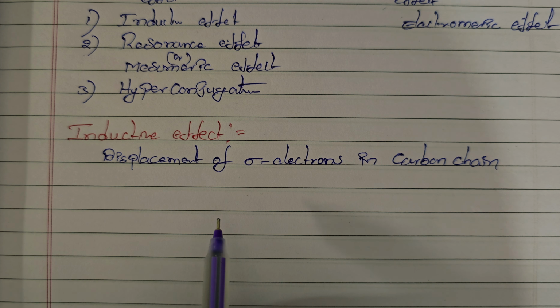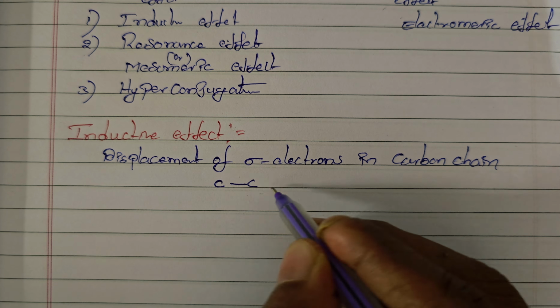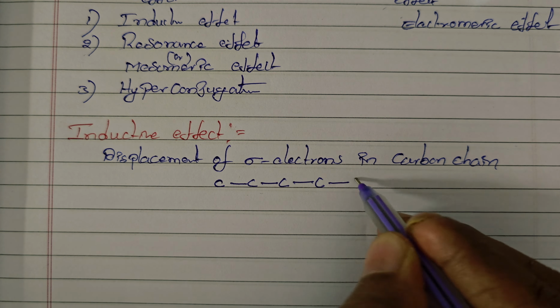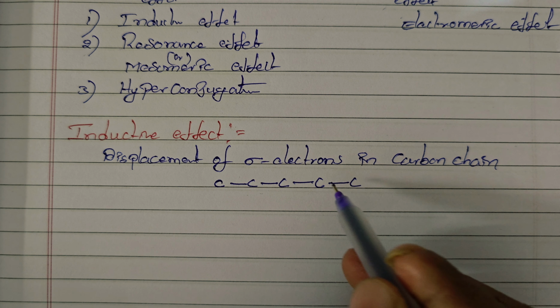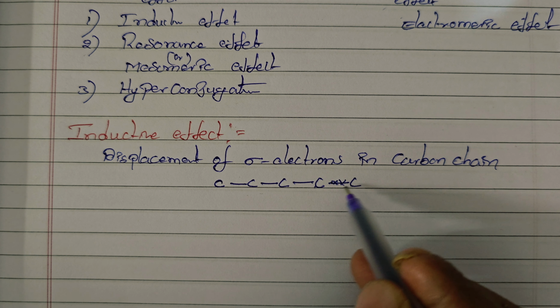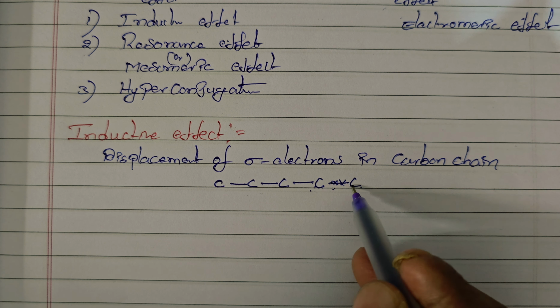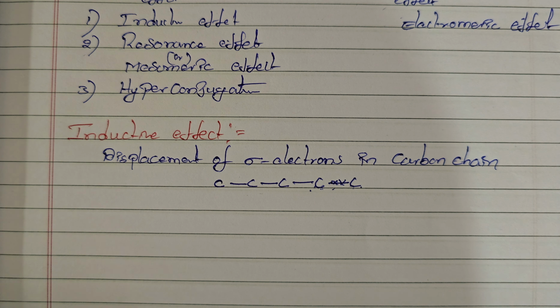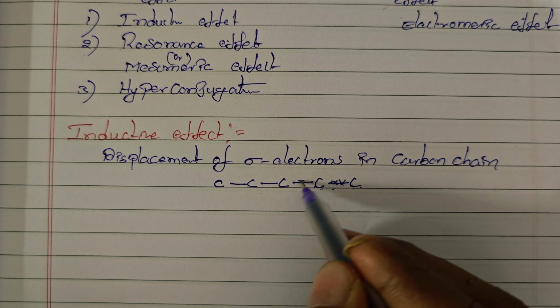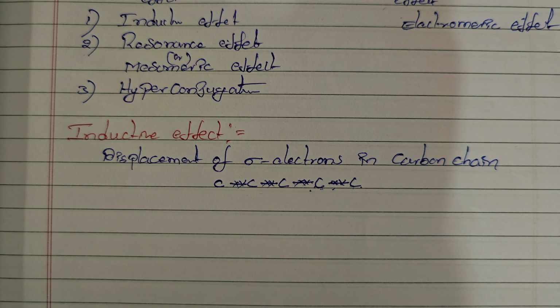Displacement of sigma electrons in carbon chain, what is the meaning of that? For example, here the carbon chain is present. Between the carbon atoms, a sigma bond is present. The sigma bonding electrons exist exactly centered between both the carbon atoms, and don't move to this atom side or this atom side, because both are the same electronegative atoms, both carbon atoms. All the electrons exist exactly centered between both carbon atoms. That is not displacement. No displacement of sigma electrons.